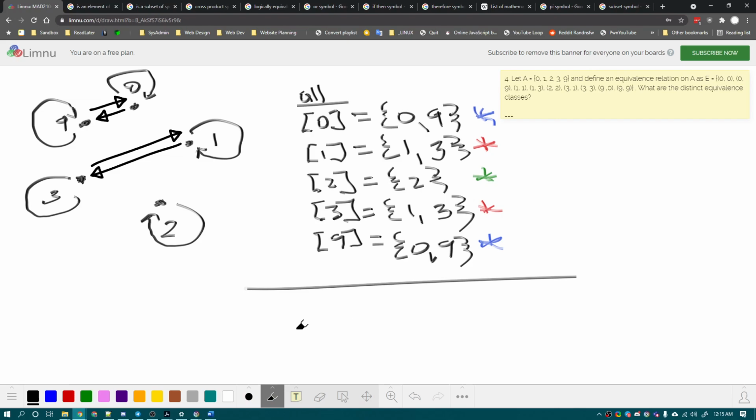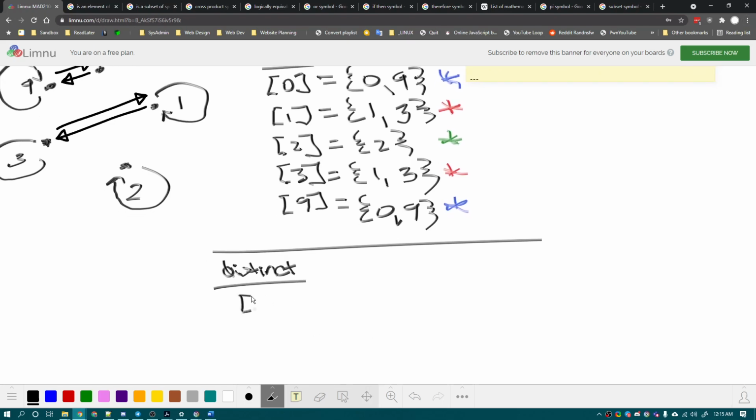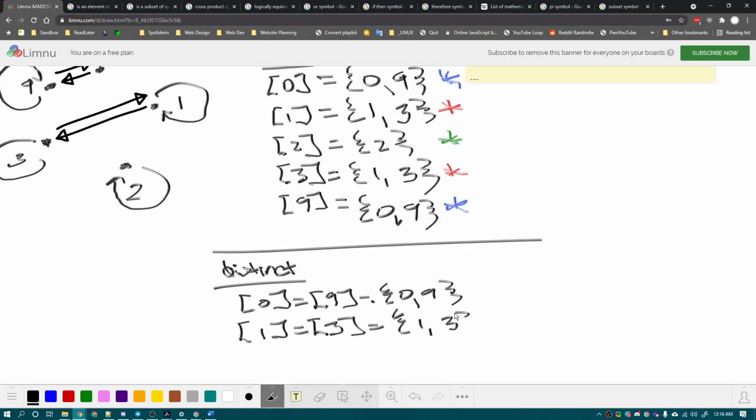So now I'm going to finally answer the question with the distinct equivalence classes. We have 0 is equal to 9, which is equal to the set containing 0 and 9. We have 1 is equal to 3, which is equal to the set containing 1 and 3. And finally 2, there's no equivalent, it's all by itself, so that's just the set containing the number 2. And that is the answer.